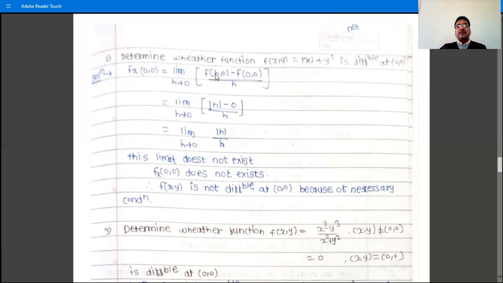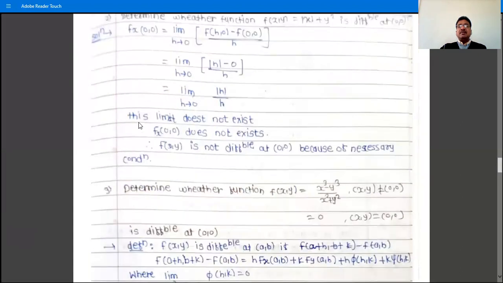Limit h tends to 0, f of (a + h, b) minus f of (a, b), divided by h. Here a is 0, so a + h is h, and b is 0. What is the value of f(h, 0)? It is |h| + 0² = |h|, minus f(0, 0), which is 0, divided by h. So we get the limit as h tends to 0 of |h|/h. This limit does not exist.